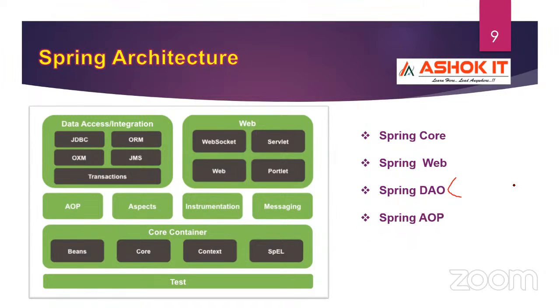Spring AOP, aspect oriented programming, is a new style of applying the middleware services to the business methods. For example, yesterday I told you with an example of the bank class, where you can have a deposit method and a withdraw method. While executing these methods, I want to apply some middleware services such as logging service, transaction service, email service.